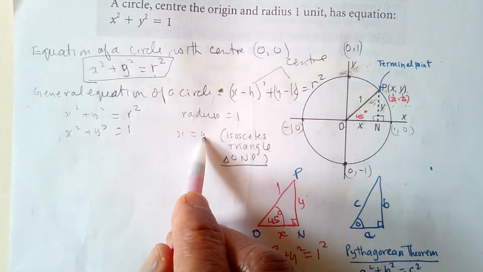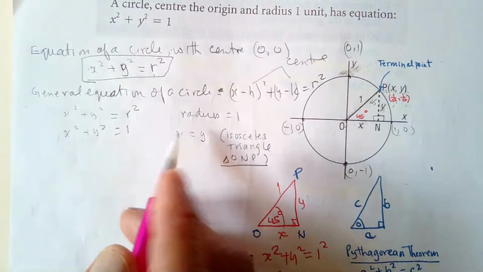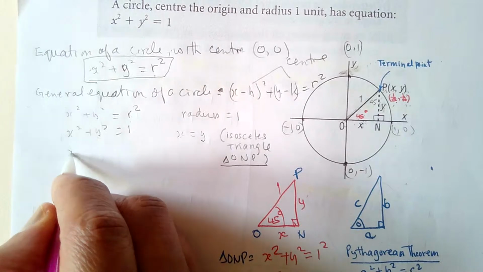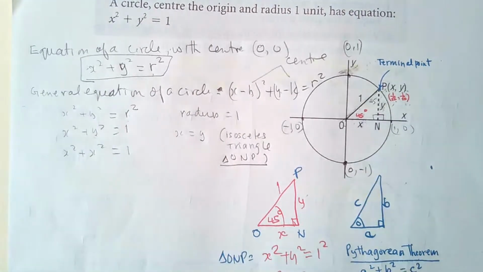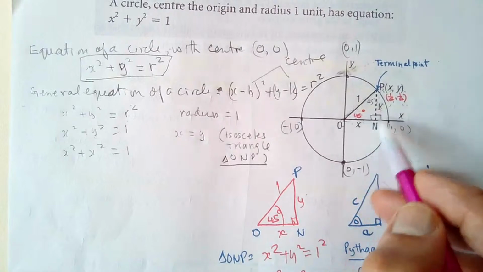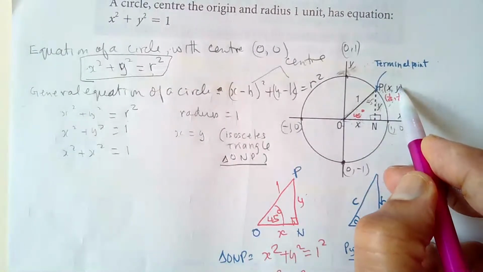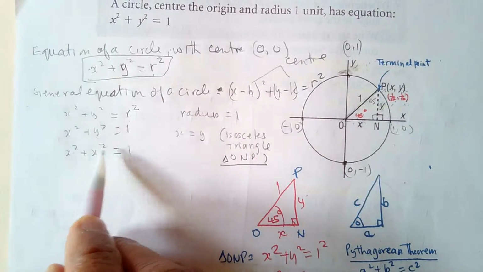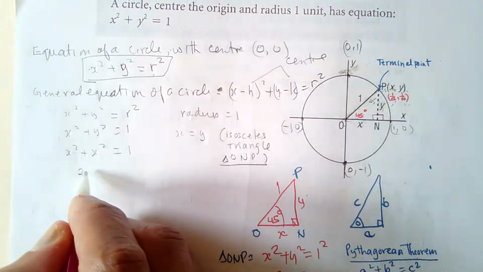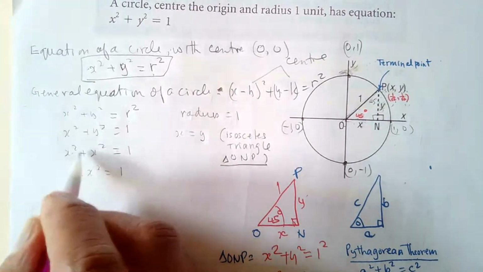So x is equal to y. So I can replace the y with x. So x squared plus x squared is equal to 1. Now I'm going to find the value for x here. That's what I want to find, and then I'll find the value for y. So if x squared plus x squared is equal to 1, now we have 2x squared is equal to 1 now.